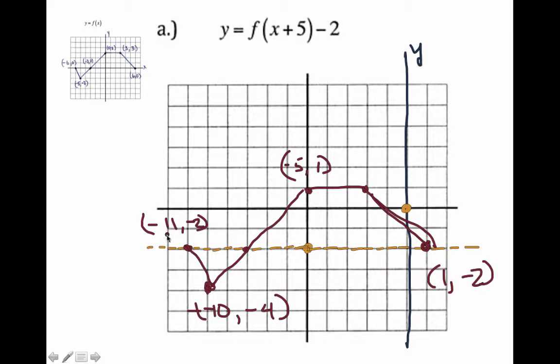And I hope what you see is the domain is no longer -6 to +6. It's -11 to +1. The range is no longer -2 to +3. The range is -4 to +1 because there's been a transformation.